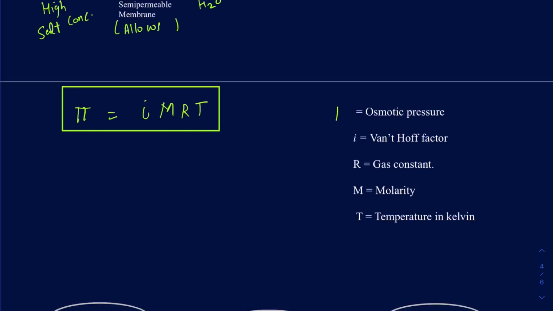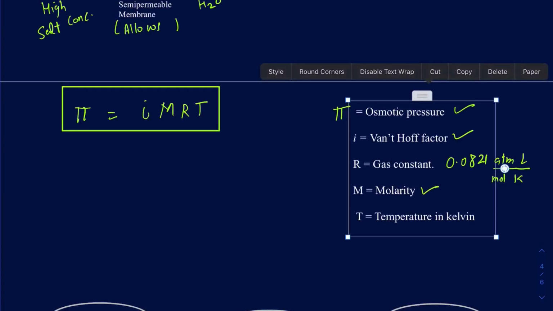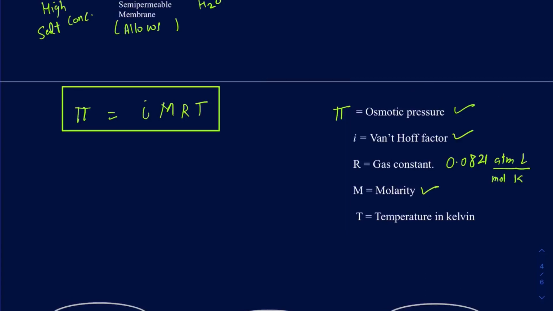So we've got the osmotic pressure, and i is going to be the Van't Hoff factor. Your R is going to be the gas constant. What's going to be the value for the gas constant? Since we're measuring the pressure, it's going to be 0.0821 atmosphere liters divided by moles Kelvin. And then uppercase M is going to be the molarity. Now keep in mind we use molarity here, not the molality.